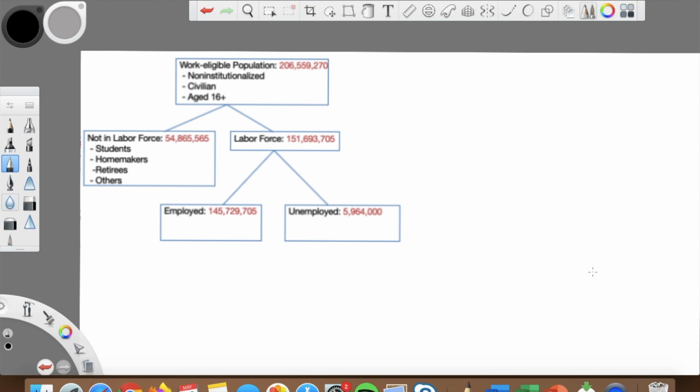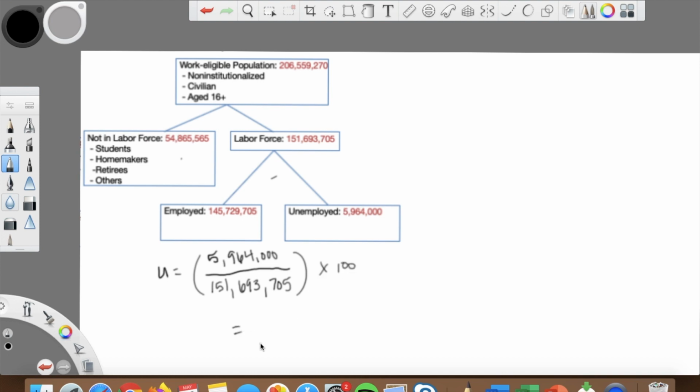So the unemployment rate, lowercase u, is the number of unemployed people. So here it's about 5,964,000 divided by the labor force, which is 151,693,705, and then all of that times 100 to make it a percentage.